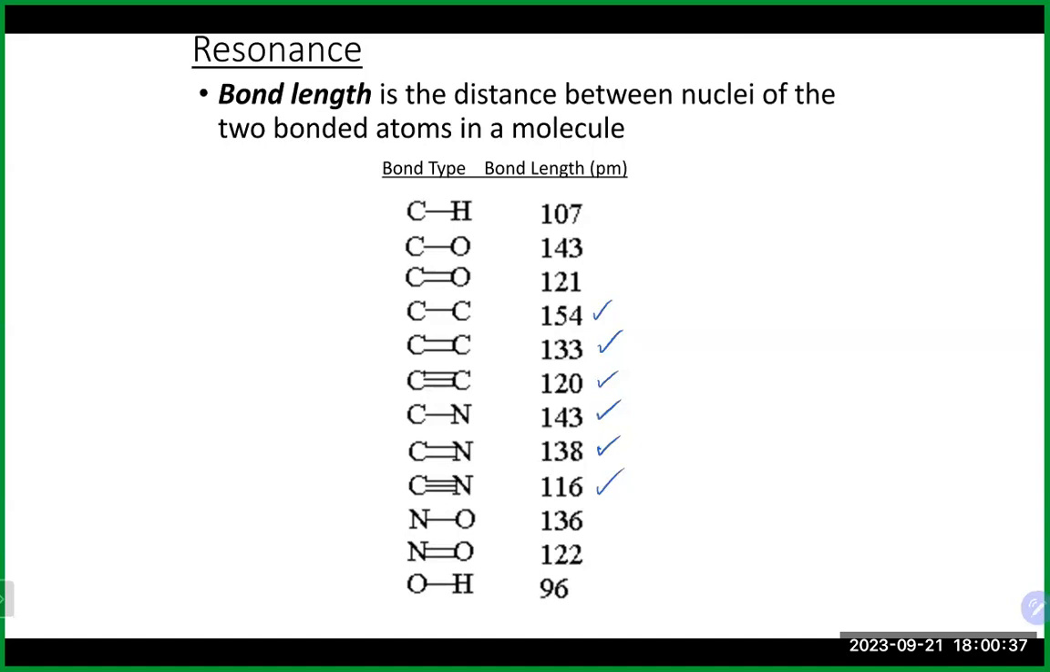So what we see when we look at those measurements is every time you bring electrons in to make another bond, everybody gets closer. So a single bond is longer than a double bond, and a double bond is longer than a triple bond. Again, because all the electrons are piled in between them, attracting both of the nuclei to the electrons in the middle and bringing them in.